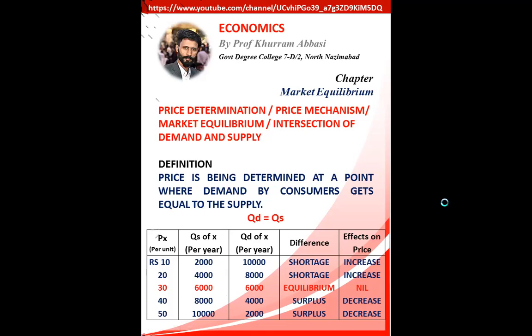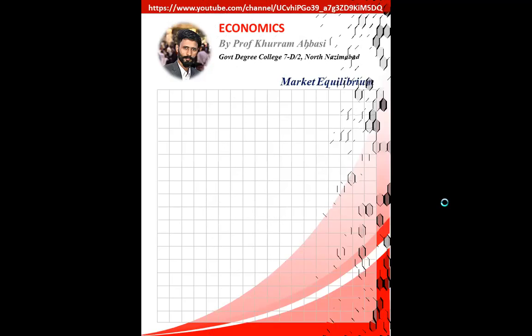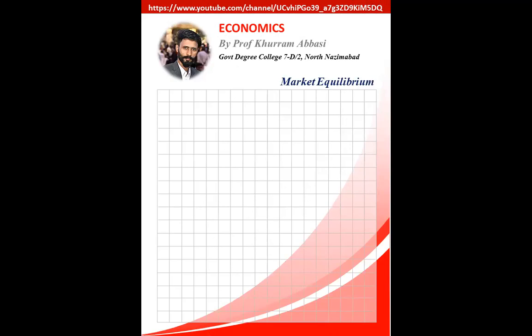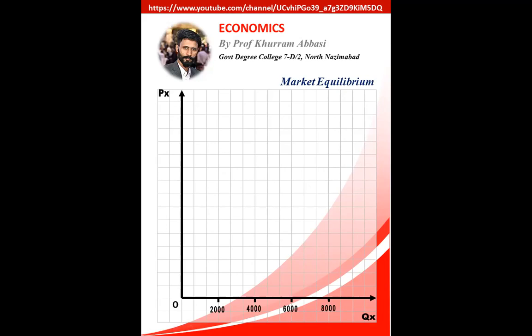Here we also discuss the whole mechanism with the help of a diagram. In this diagram we can see there is a horizontal axis and a vertical axis. On the horizontal axis, we denote quantity for X, and on the vertical axis, we denote price for X. On the horizontal axis, there is demand and supply, both 2000, 4000, 6000, 8000, 10,000. And on the vertical axis, there is price 10, 20, 30, 40, 50.